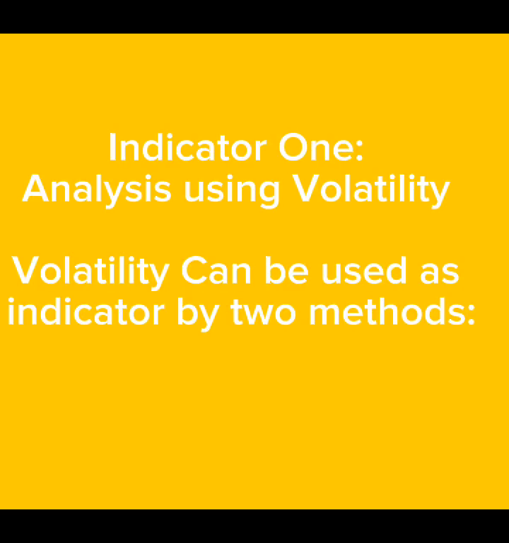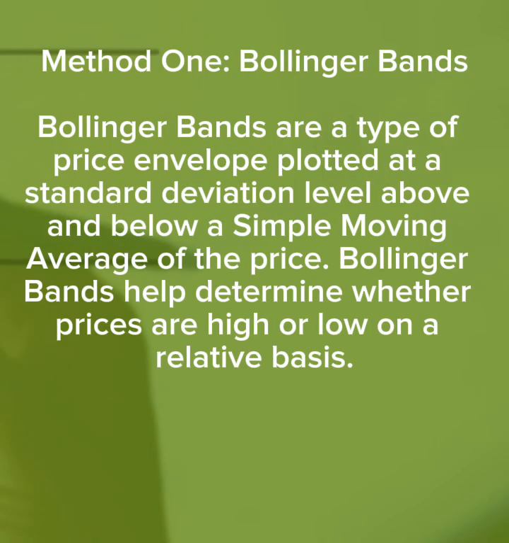Indicator 1. Analysis using volatility. Volatility can be used as an indicator by 2 methods. Method 1. Bollinger Bands. Bollinger Bands are a type of price envelope plotted at a standard deviation level above and below a simple moving average of the price. Bollinger Bands help determine whether prices are high or low on a relative basis.